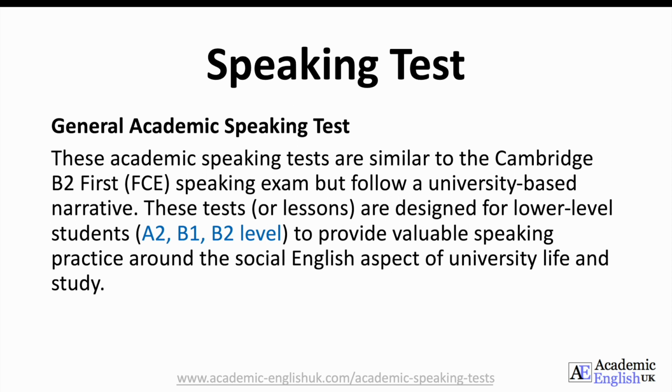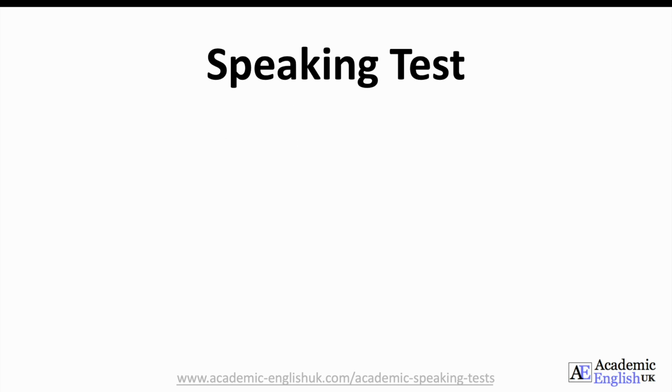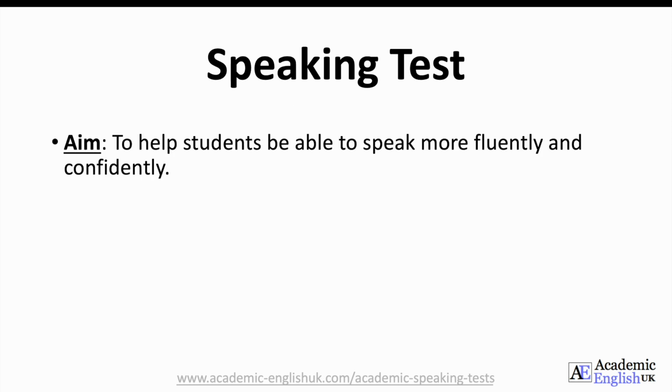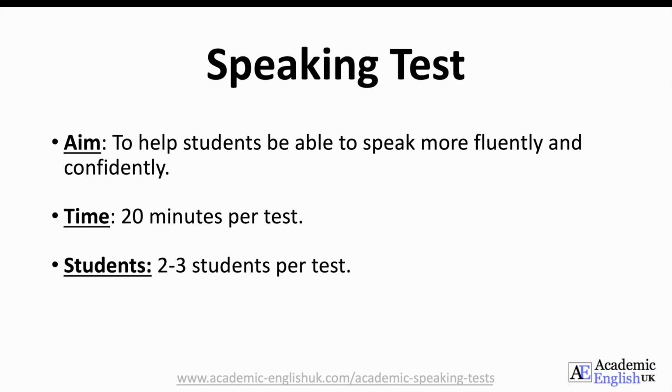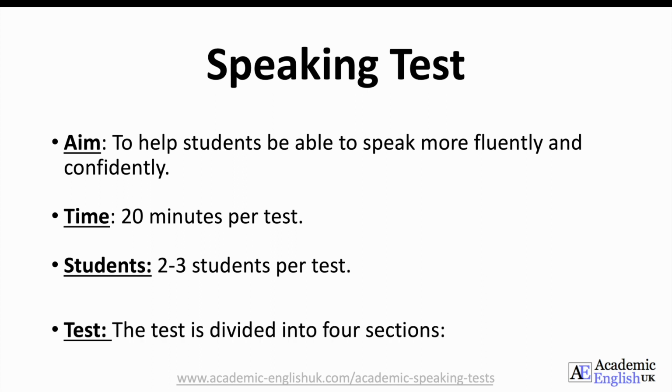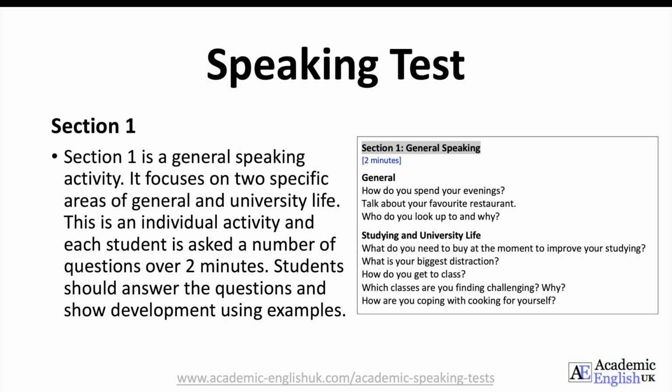These tests are designed for lower level students around A2, B1, B2 level to provide valuable speaking practice around the social English aspect of university life and study. The purpose of this speaking test is to help students be able to speak more fluently and confidently around familiar topics. The test takes around 20 minutes and it is for 2 to 3 students. And the test is divided into 4 sections. So let's go through the 4 sections now.